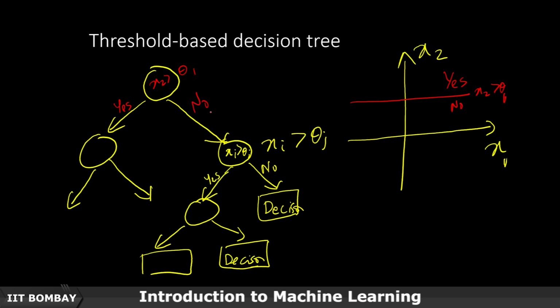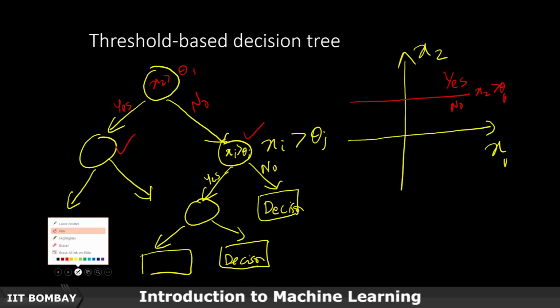So all points, training points, will be divided into one of these two sets. Either they are yes as per the root node or they are no as per the root node. Once they are divided, all the yes ones will go here to this node, all the no ones will go to this node.